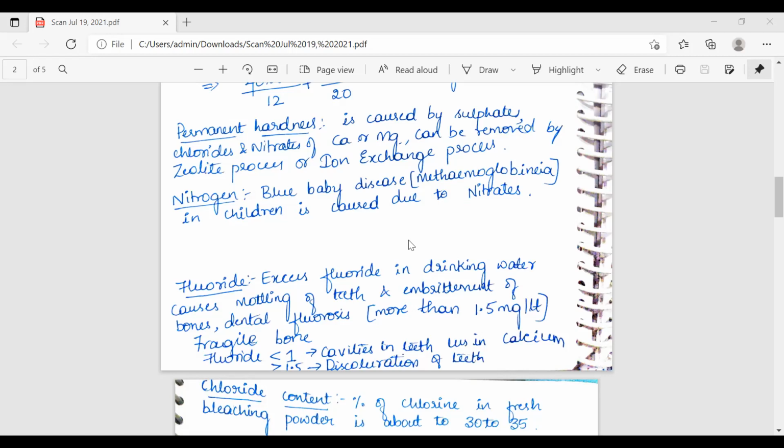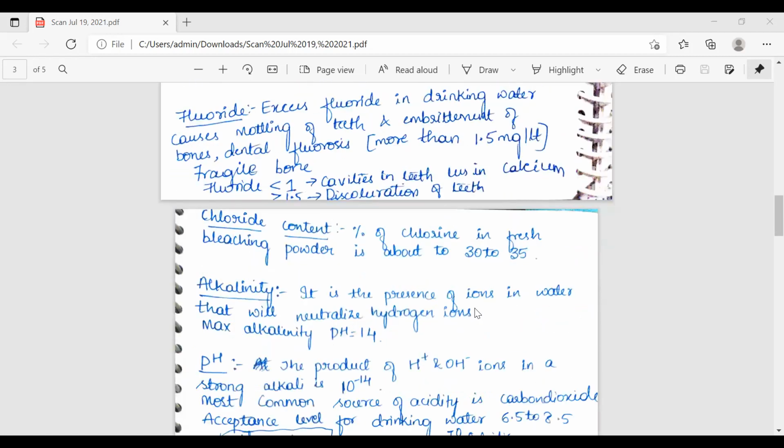And the next one is fluoride. In fluoride, the limit is up to 1 milligram per liter. If it is more than 1.5 milligram per liter, it causes discoloration of teeth, and if it is too much less than 1, it causes cavities in teeth. Excess fluoride in drinking water causes mottling of teeth and embrittlement of bones, which is called dental fluorosis, all caused by more than 1.5 milligram per liter.